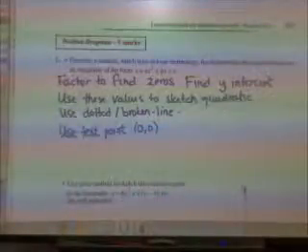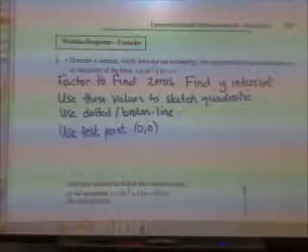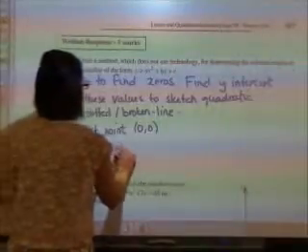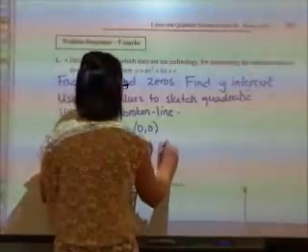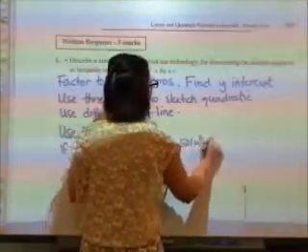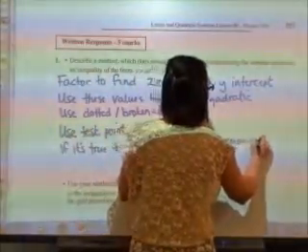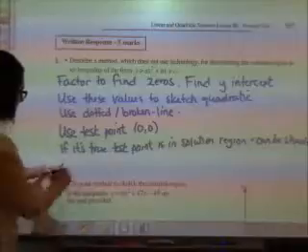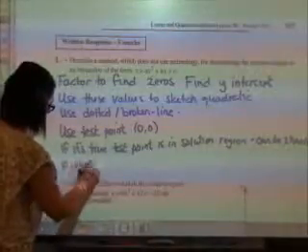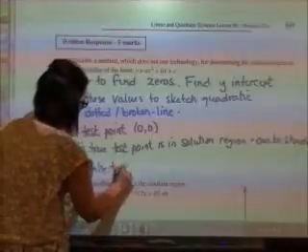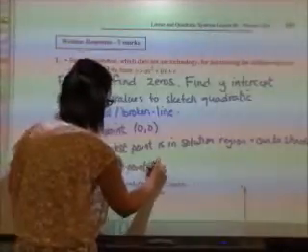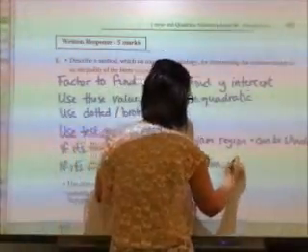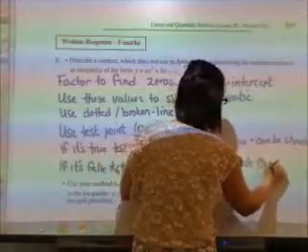And then what happens if the test point is true? Then it's within the solution range. So if it's true, the test point is in the solution region and that region can be shaded. If it is not true, so if it's false, the test point is not in the solution, so you shade the other region.